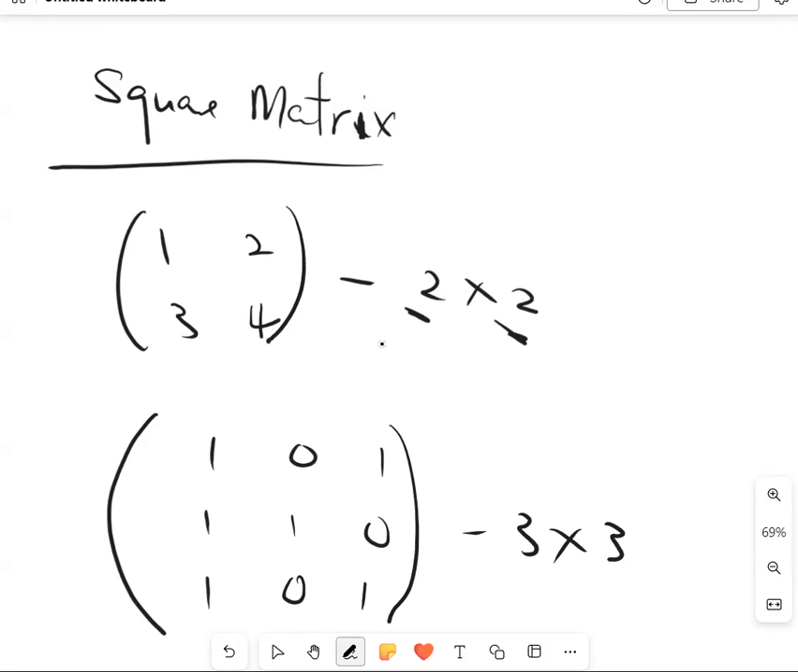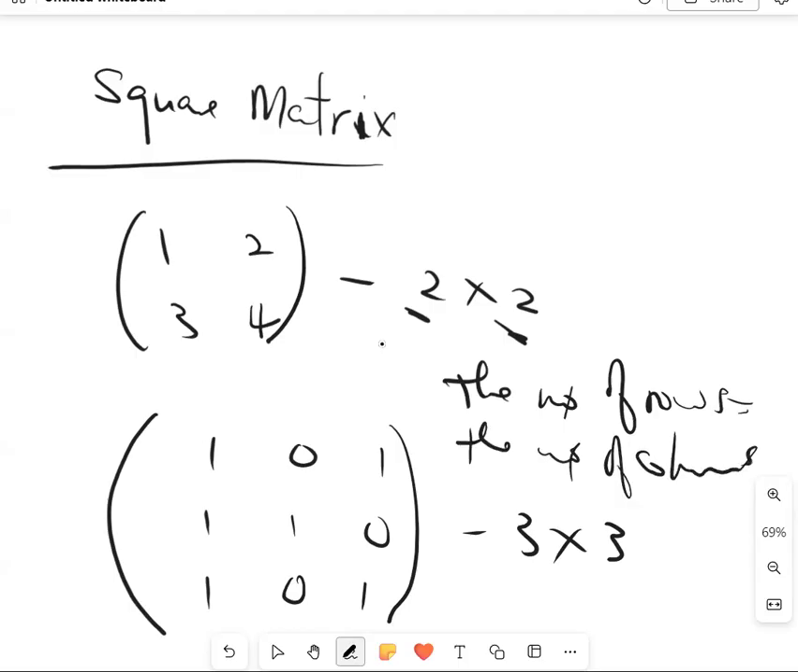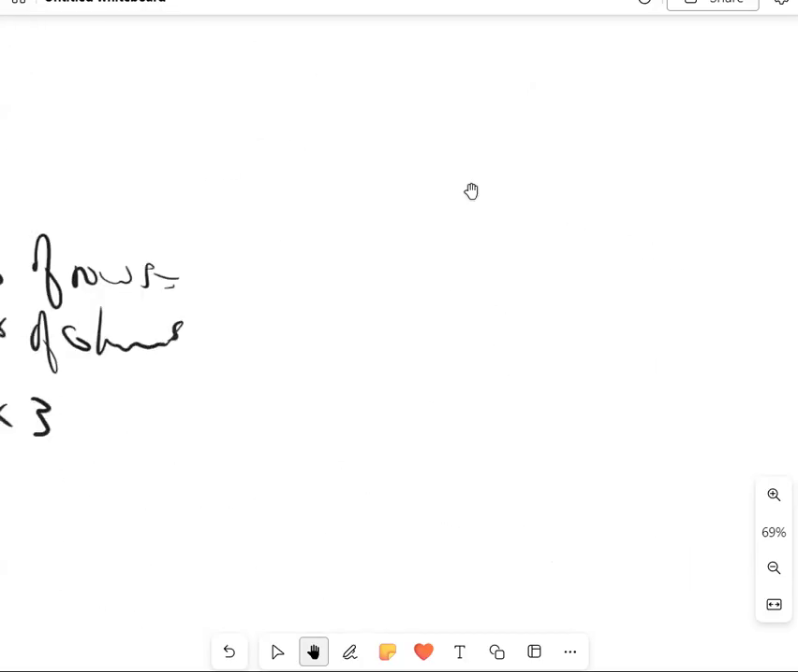The reason being, the number of rows is equal to the number of columns. Follow that? And if you study matrices to this extent, you're not going to go very far with matrices.